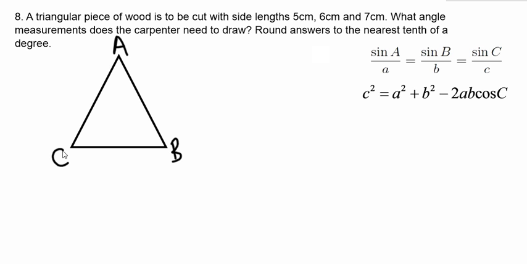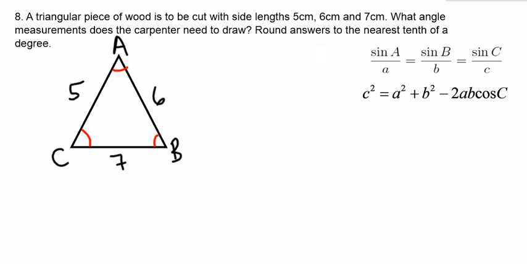And now, what do I know? So it's a triangular piece of wood, and the side lengths are 5, 6, and 7. So it doesn't really matter how I label it. I'll just say 5, 6, and 7. What angle measurements does the carpenter need to draw? So I need to know what are the angles in this triangle. Okay, pretty straightforward question, I hope.